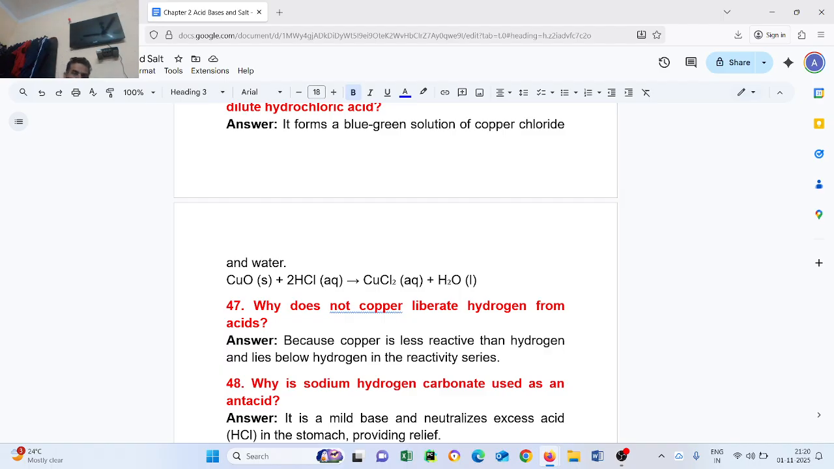Question number 47. Why does copper not liberate hydrogen gas from acid? Because copper is less reactive than hydrogen and lies below hydrogen in the reactivity series.